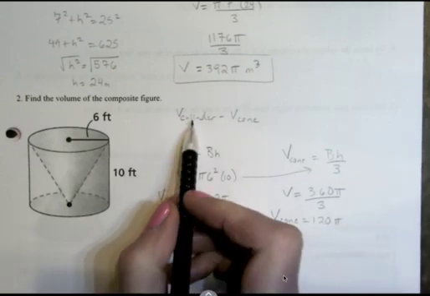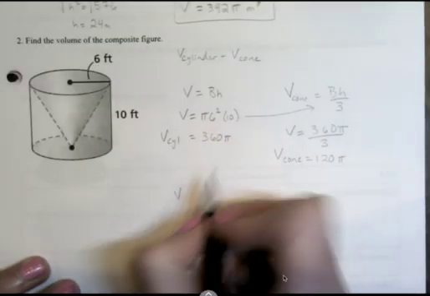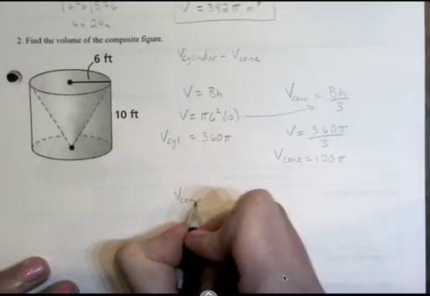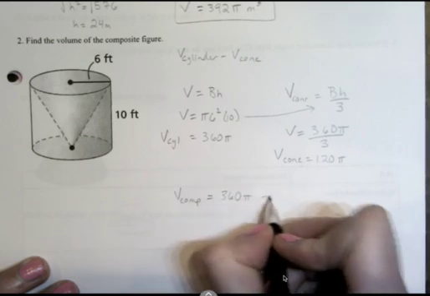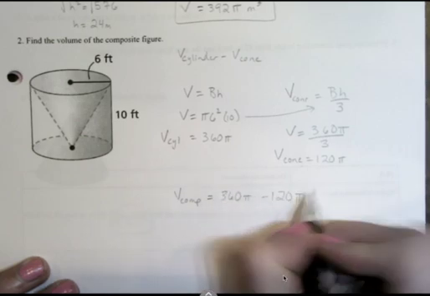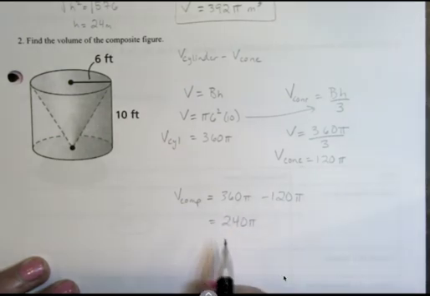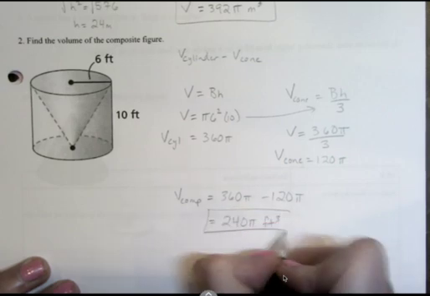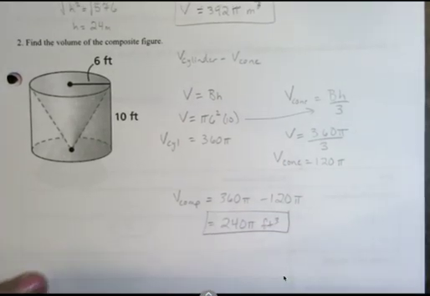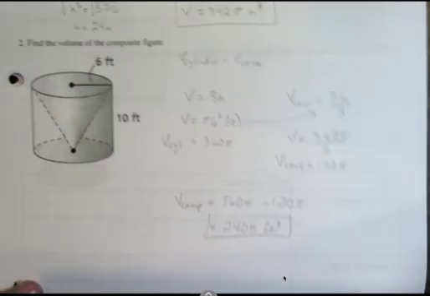Okay, so we're going to do cylinder minus the cone. So volume, we'll call it just the composite, is 360 pi minus 120 pi. And we get 240 pi, and then we can tack on our units there of cubic feet. All right, so that would be this figure if I have the cylinder and I drilled out a cone.